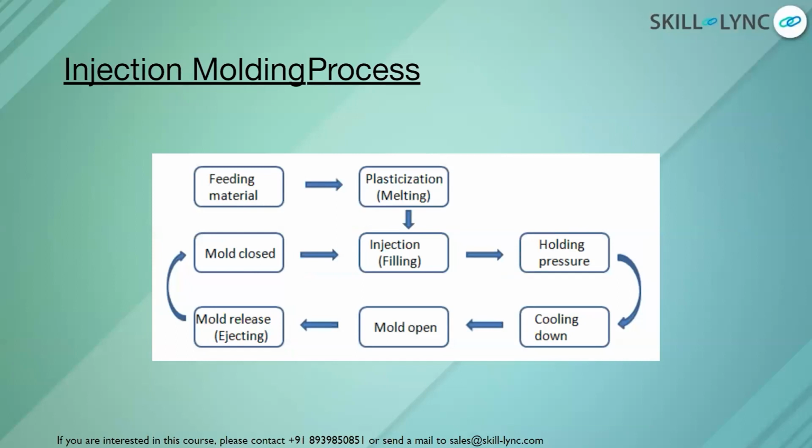So basically, looking into the injection molding process, the first stage is where we are feeding the material. The second stage is plasticization, where the melting of the plastic pellets happens. After that, we do the injection, where it is filled into the cavity area. To make sure the filling is proper, we apply a holding pressure to hold the shot in the core and cavity area. Now, there will be water lines in the core and cavity for the cooling process. After the cooling is done, we open the mold, and the part is released using ejector pins.